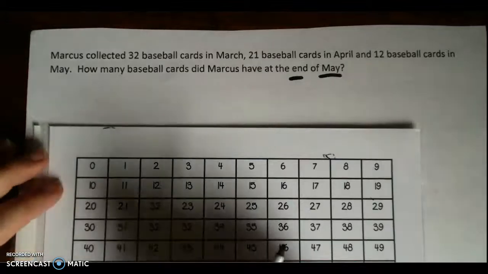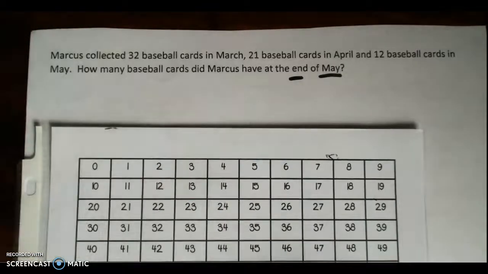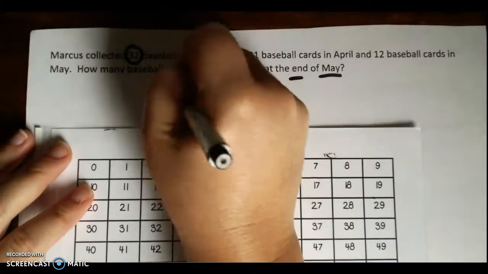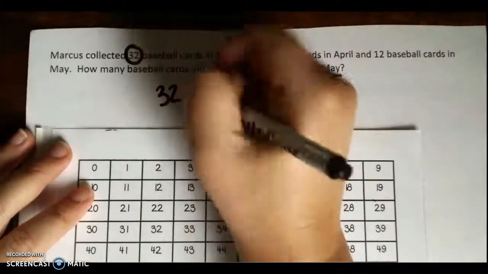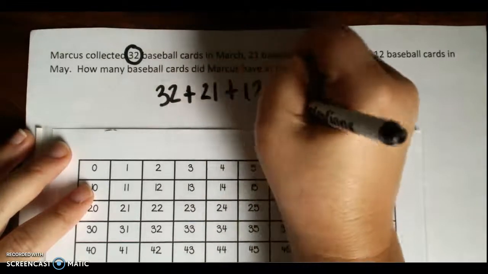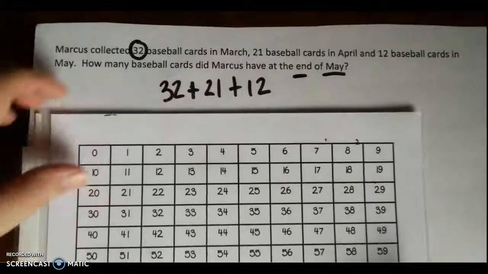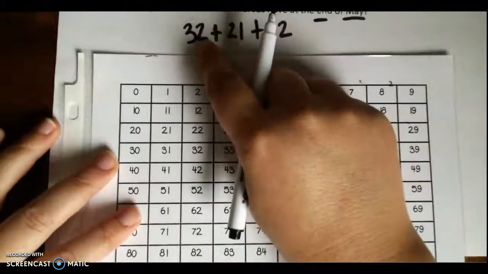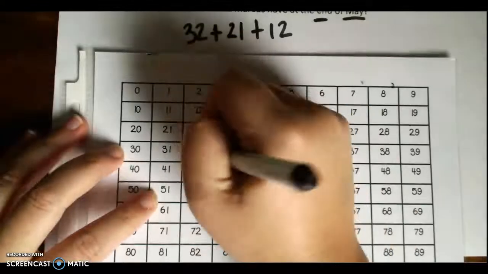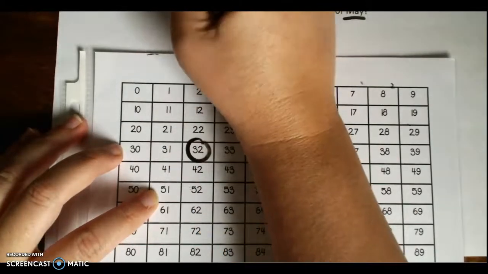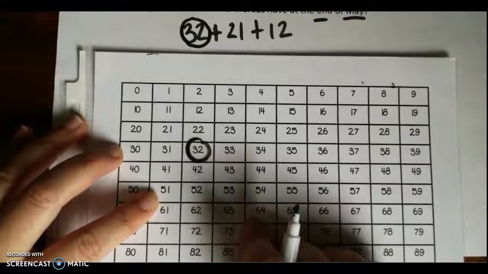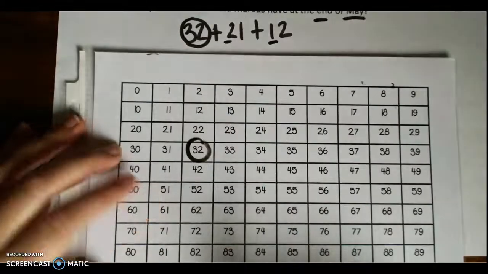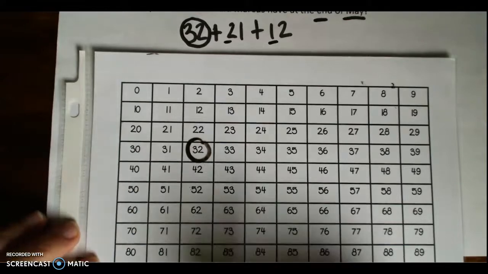Now when I am using a hundreds chart, I have to remember I want to start at the largest number, which is 32. So 32 plus 21 plus 12. Okay, so the first step I need to take is to find my largest number, which is 32. Now I need to add my tens. 21 has two tens and 12 has one ten. So I am going to add three tens.